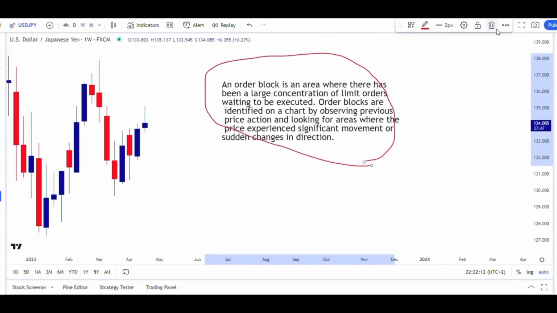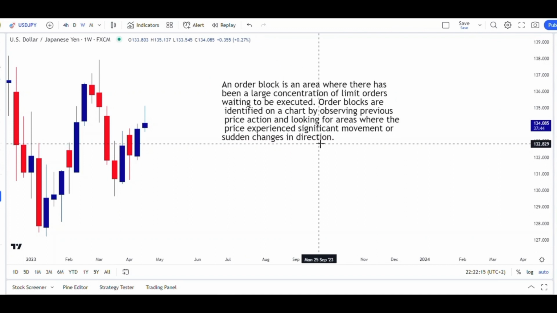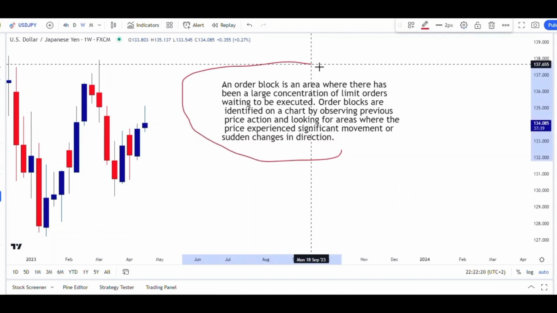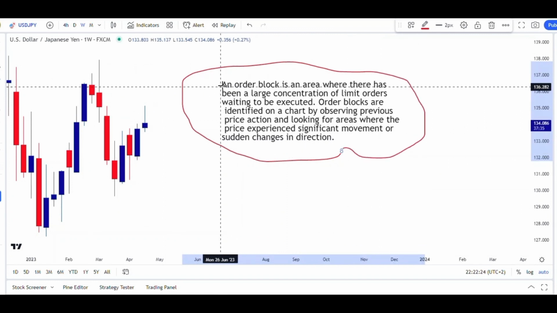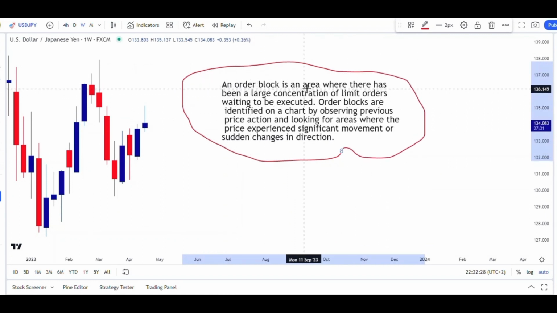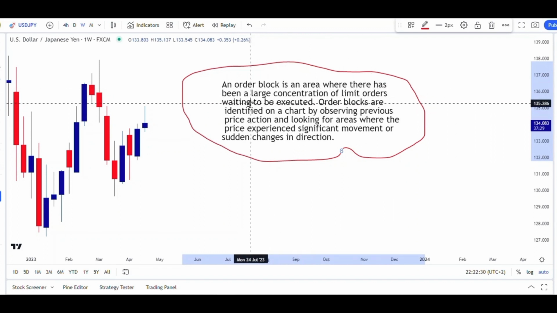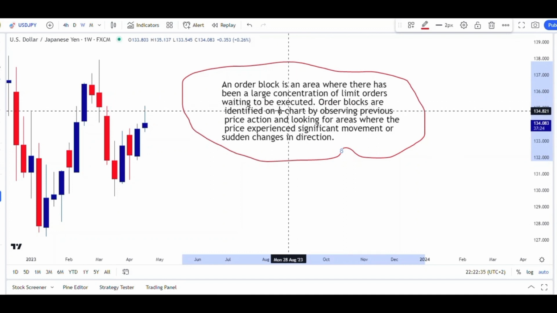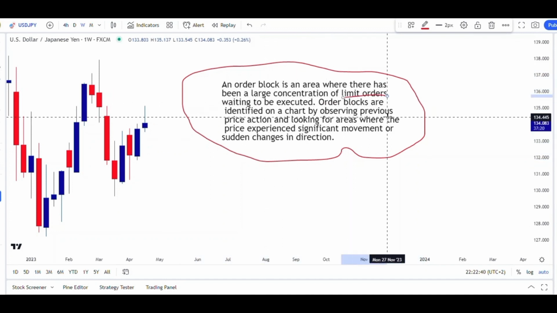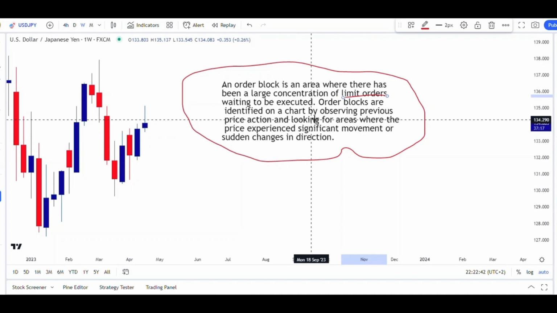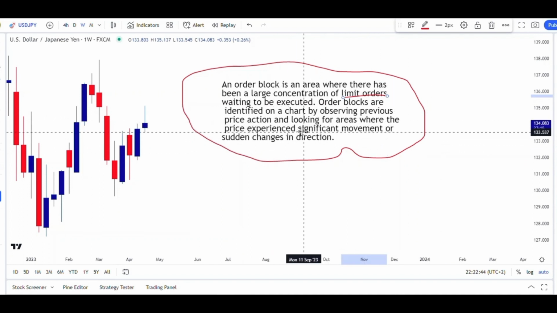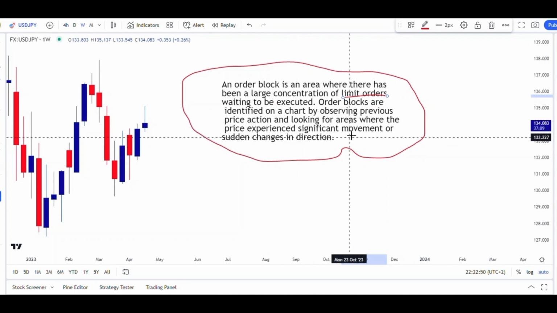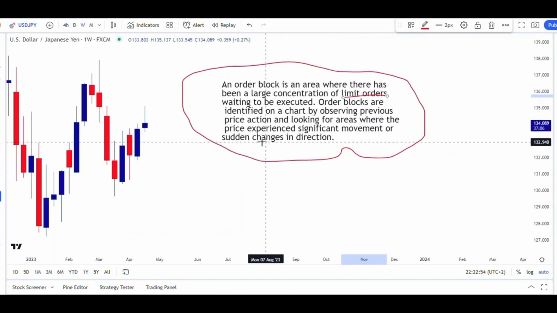If you go to Google and write what is the definition of an order block, or what is an order block, then you should find this answer. Okay, let me read it aloud. An order block is an area where there has been a large concentration of limit orders waiting to be executed. Limit orders. Order blocks are identified on a chart by observing previous price action and looking for areas where the price experienced significant movement or sudden changes in direction.